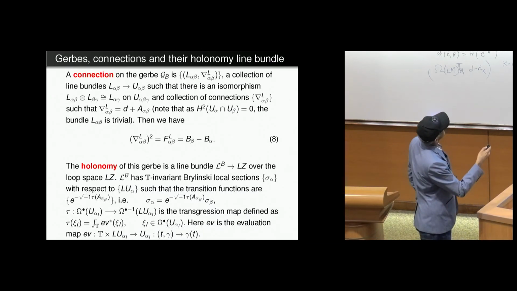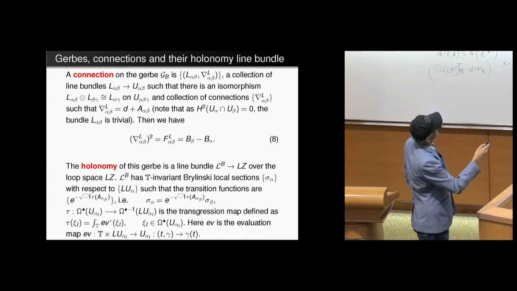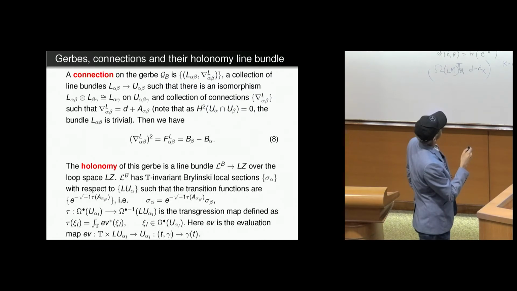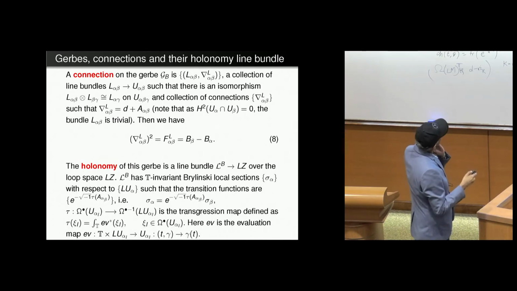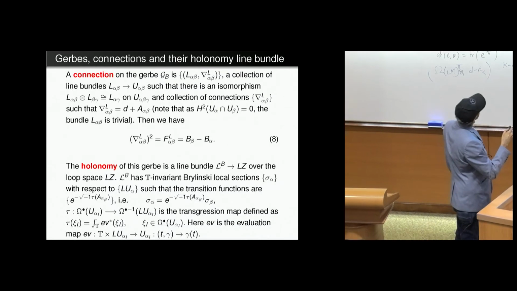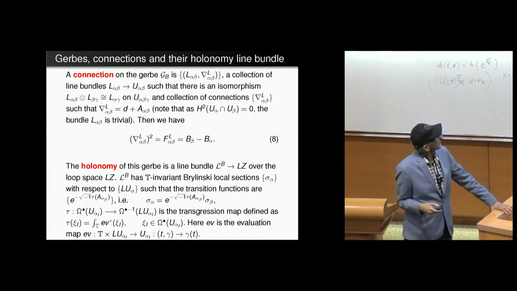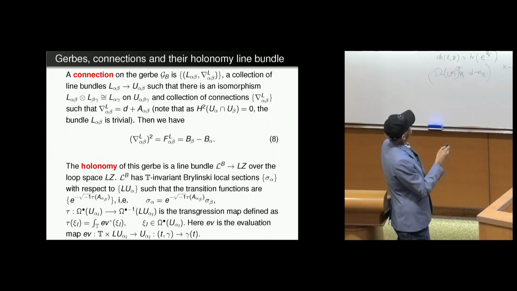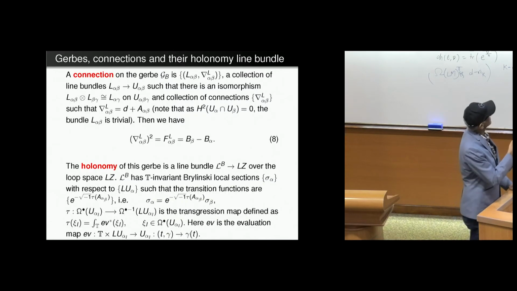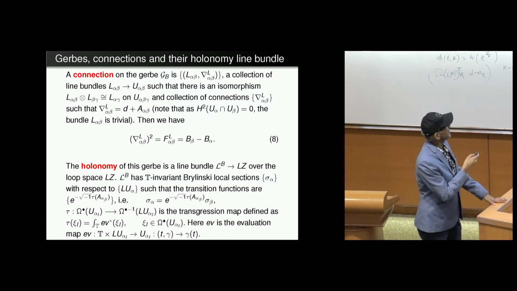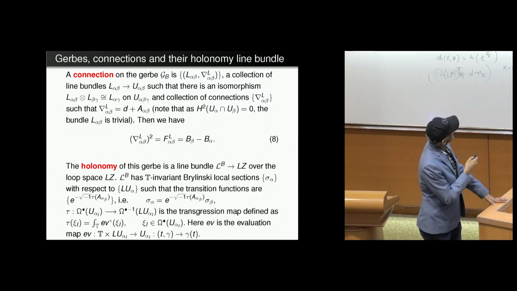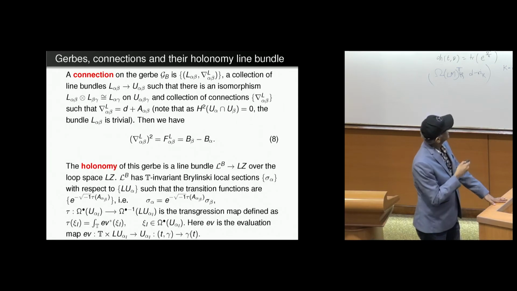Let me just say what a connection on the gerb is. You remember a gerb is line bundles on overlaps, and then you choose a connection on these line bundles, which has to have some property. These line bundles satisfy a property on triple overlaps. You need the connections, which are locally of the form d plus A alpha beta, to have the property that the curvature of this connection is B beta minus B alpha. So it's not an arbitrary connection on these local line bundles, but it has to have some relation with the B's. So you have H.